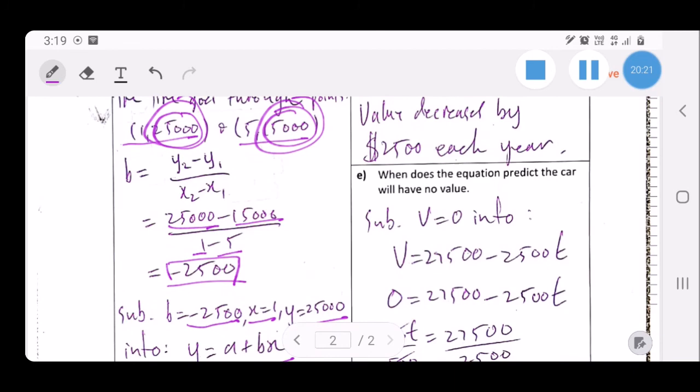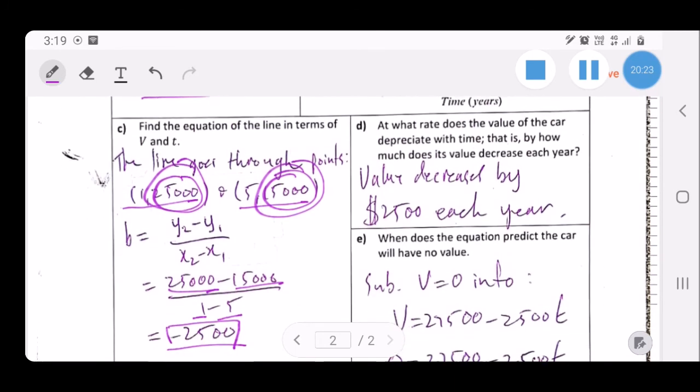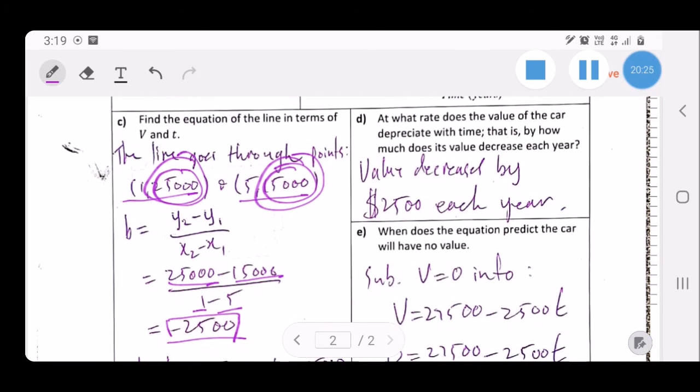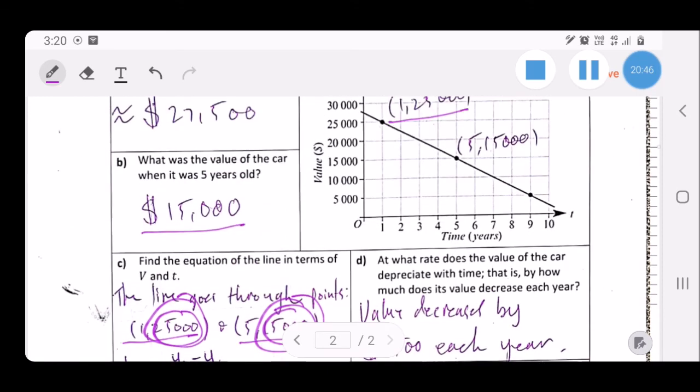All right, we're almost there, guys. D, at what rate does the value of the car depreciate with time? In other words, by how much does its value decrease each year? And there's that word again, rate. So we know that the answer to this question lies within the gradient, okay, which is negative 2,500. So let's just confirm that.